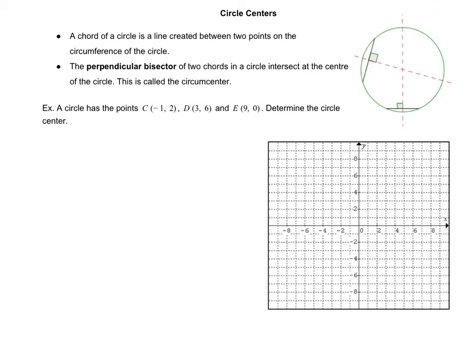Now if you determine the perpendicular bisector of any two chords on a circle, the point of intersection of these perpendicular bisectors will be the circumcenter, and the circumcenter is actually the center of the circle. So, to find the center of a circle, you find two perpendicular bisectors of two chords, and then find the point of intersection. And when you think about point of intersection, you should be going back to linear systems and solving by substitution or elimination. So let's go ahead and try this out.